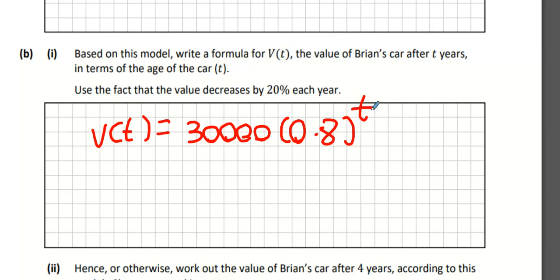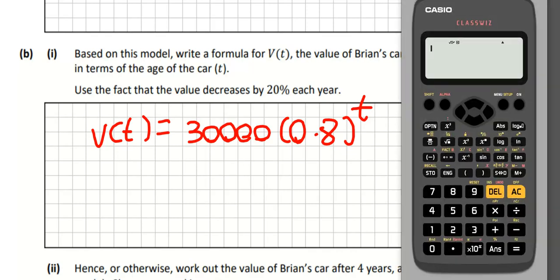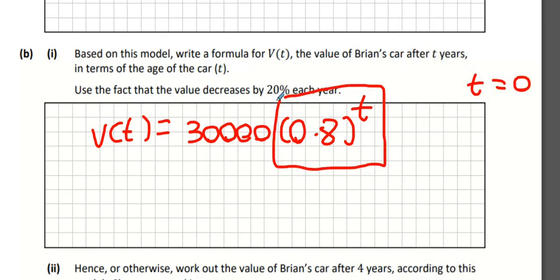Let's try it out. What happens if you put in t equals 0? 30,000 multiplied by 0.8 to the power of 0. What answer are we expecting? We're expecting 30,000. Did we get 30,000? Yes. What happens if we put in a 1 for t? We'd expect 24 grand. Did we get 24 grand? Yeah. So there's our formula. We're retaining 80% every time.